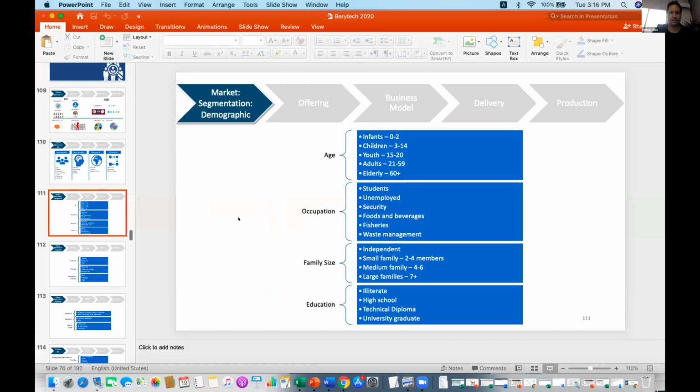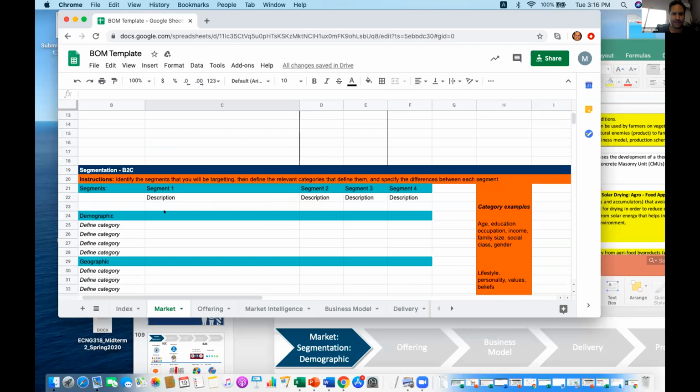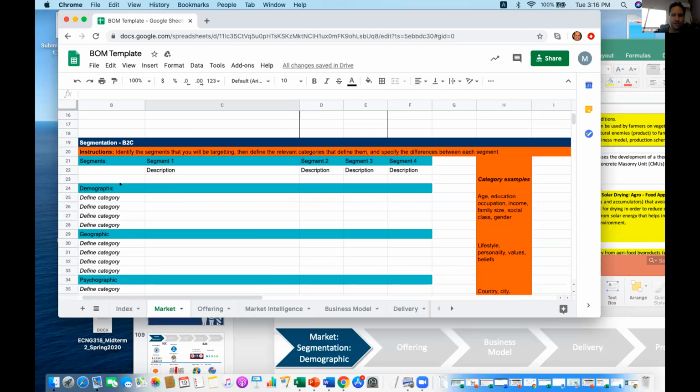Can you see my screen now? Under the B2C, you have the following. You identify the segments that you will be targeting, and then you define the relevant categories that define them and specify the difference between each segment.